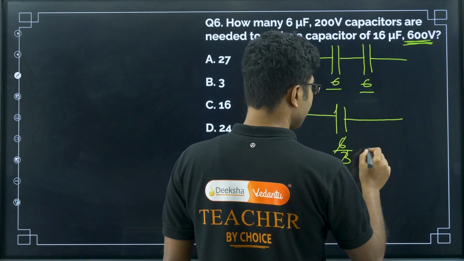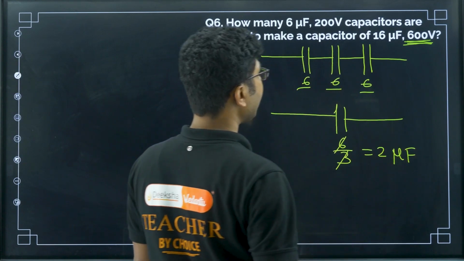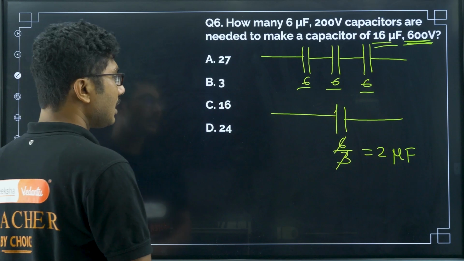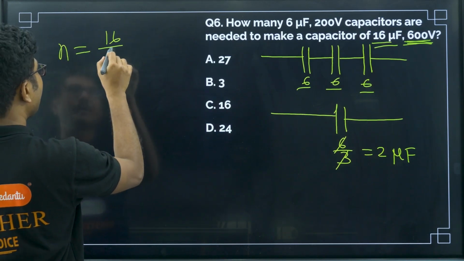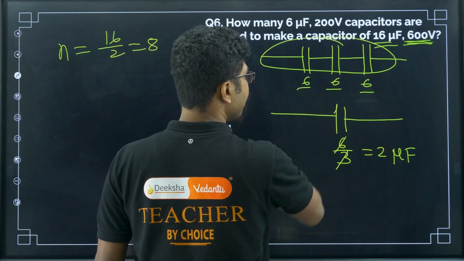6 divided by 3, so it will be 2 microfarad. Okay, now what is the desired capacitance? Desired capacitance is 16. So how many capacitors are needed? N equals 16 divided by 2, that is 8 such combinations.